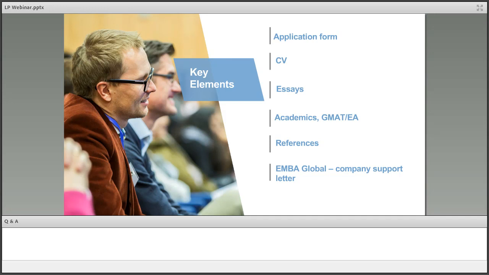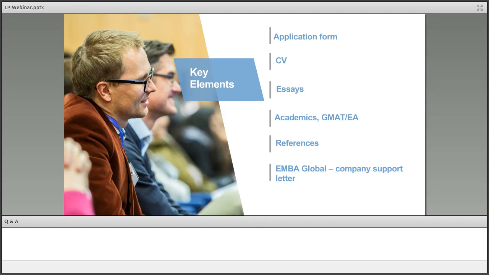So to start off with, why don't we go over the key elements that make an LBS application. So the first thing that you have is the application form. So this is the form itself, which has all sorts of detail on it, your personal details, your primary location, your salary, your current job role, responsibilities, direct reports, your previous responsibilities as well. And then it's also got details on your English language level, your undergraduate degree, if you feel like your academic background justifies what you have to offer or not.